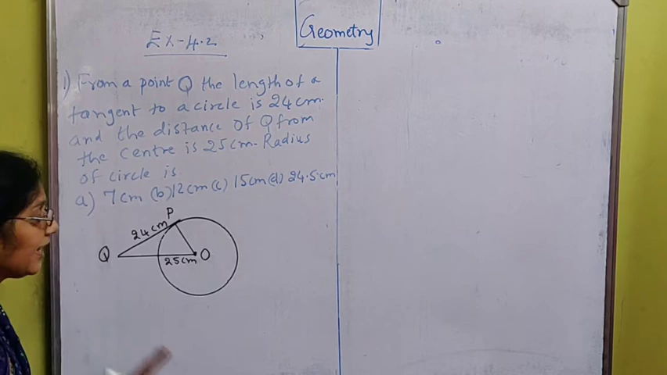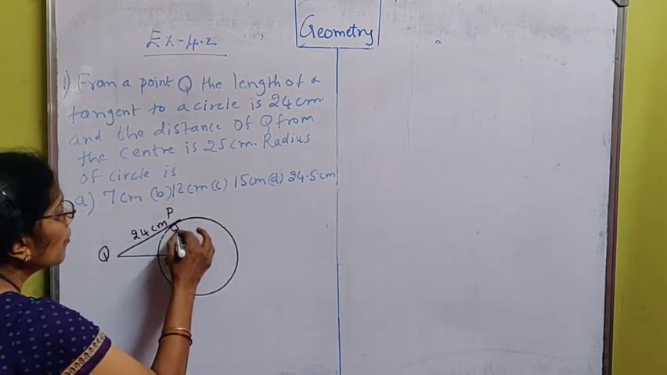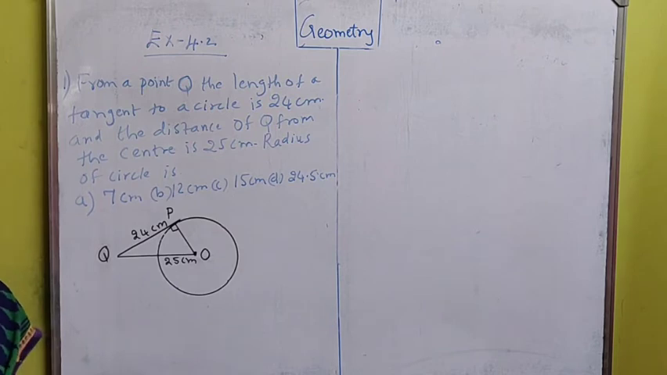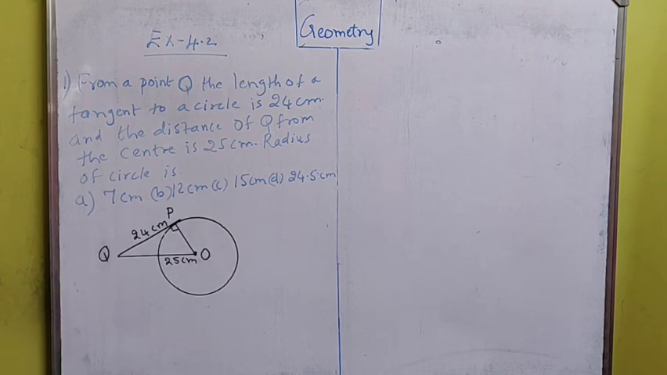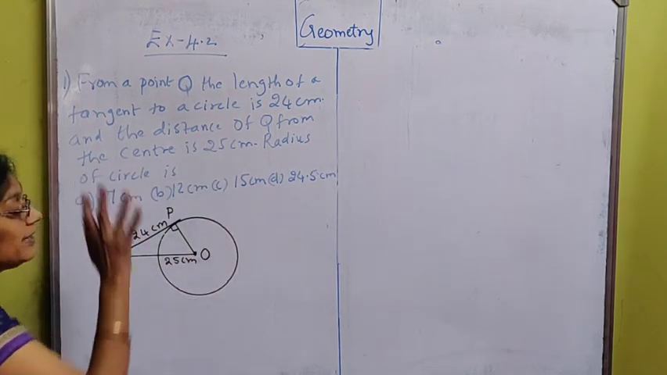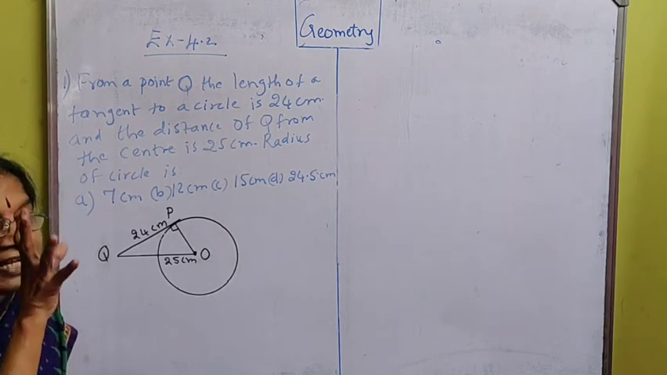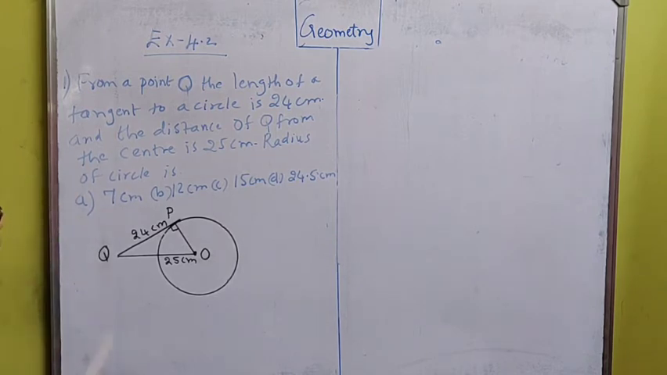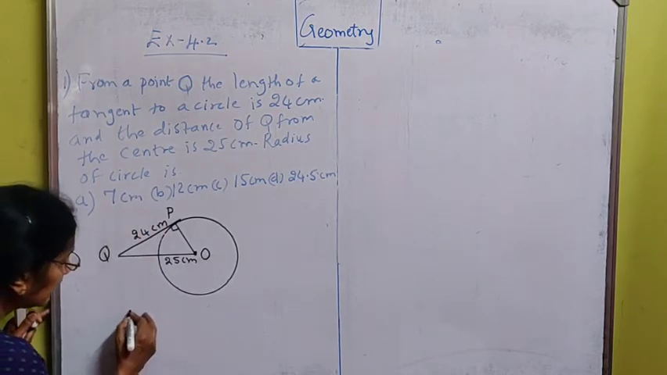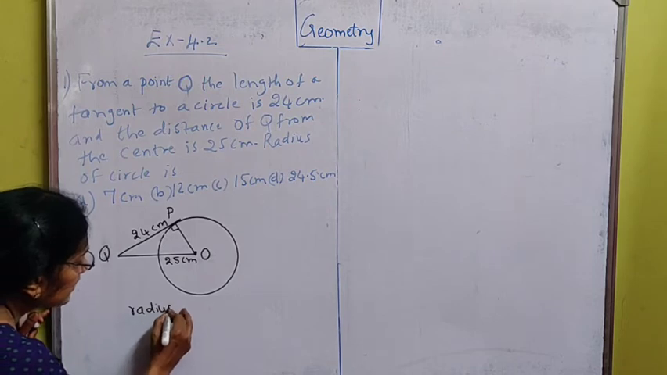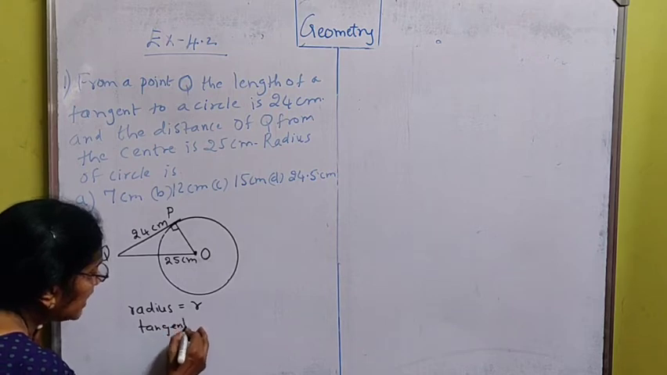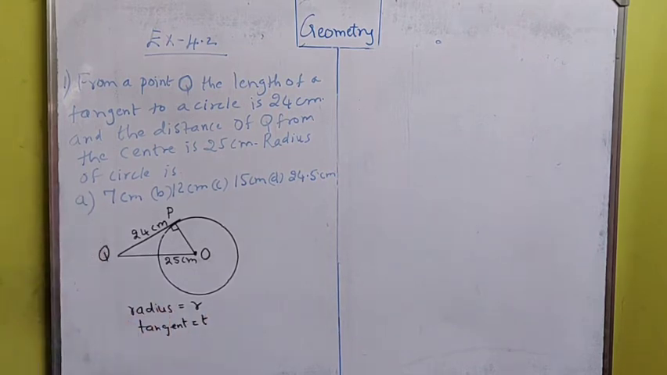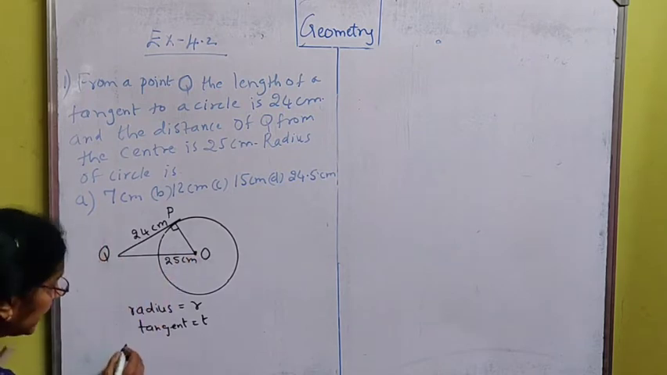And I told you the radius and the tangent will always form 90 degrees. So you have to use Pythagoras theorem. Before we go to this sum and calculate, one more thing I want to explain. Whenever a sum like this is given, there is a short formula. What does the formula say? The radius of the circle is taken as small r, the tangent is taken as t, and the distance between center and external point.